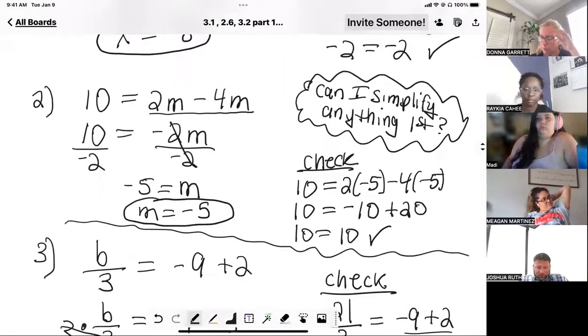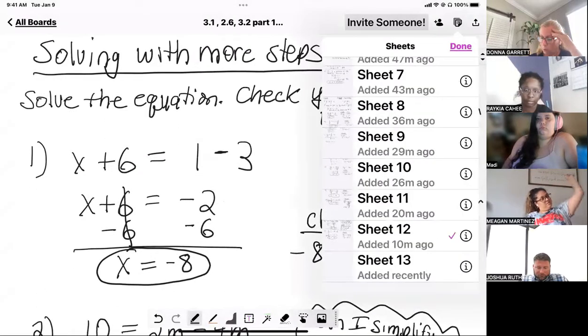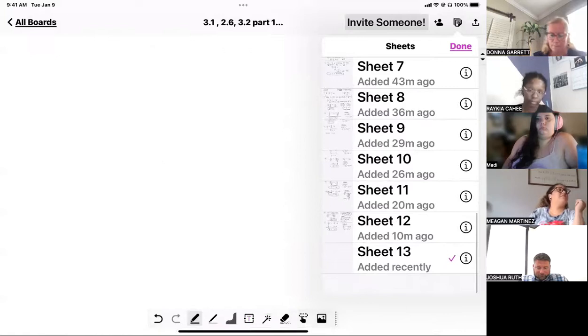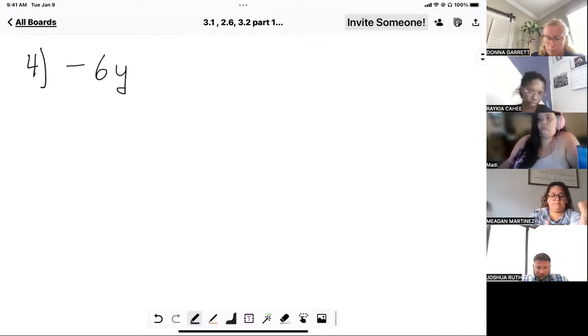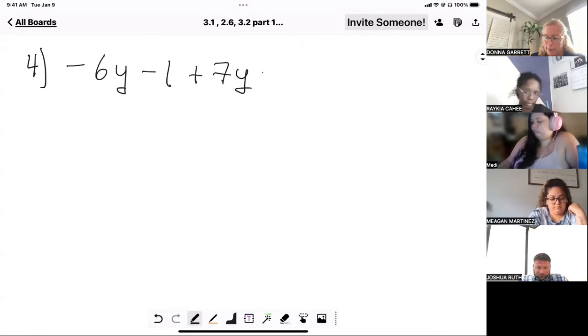Right, 4, yes, 4, okay. Negative 6y minus 1 plus 7y is equal to 19.